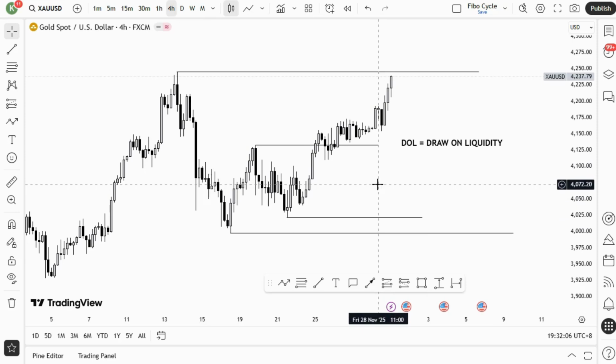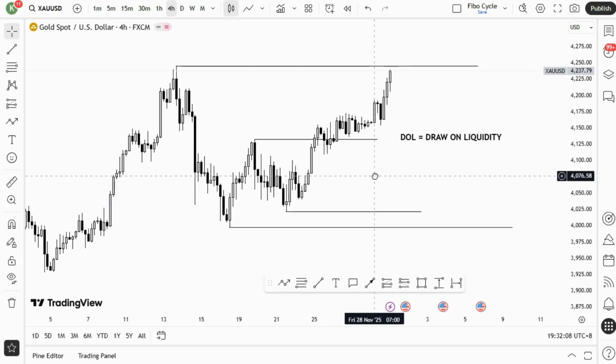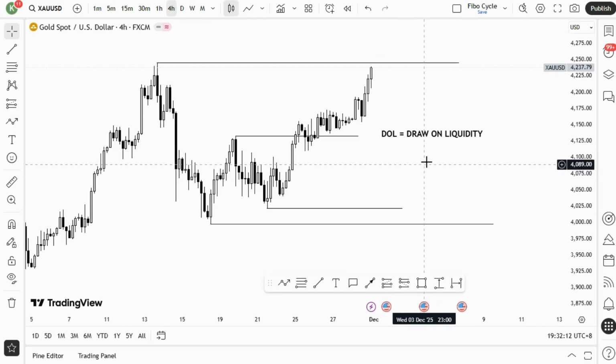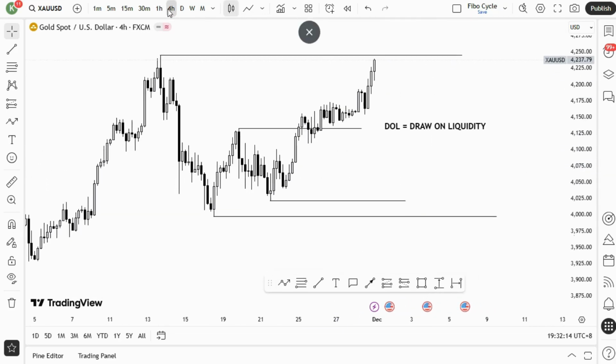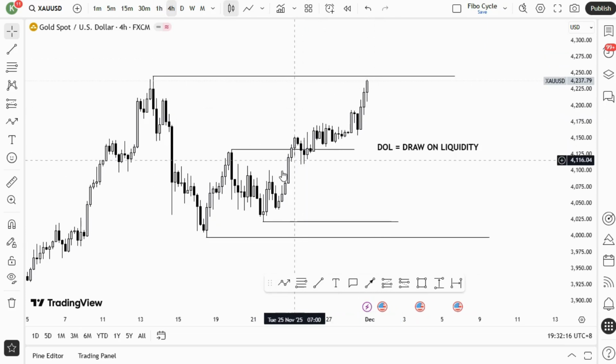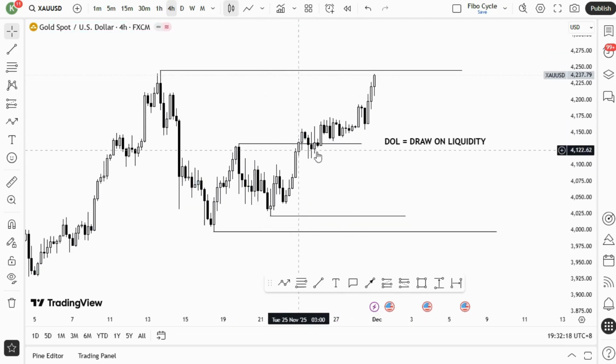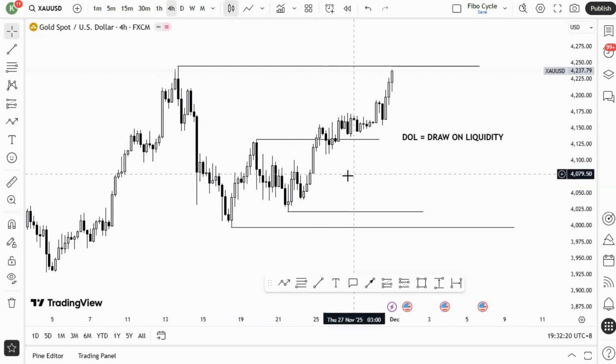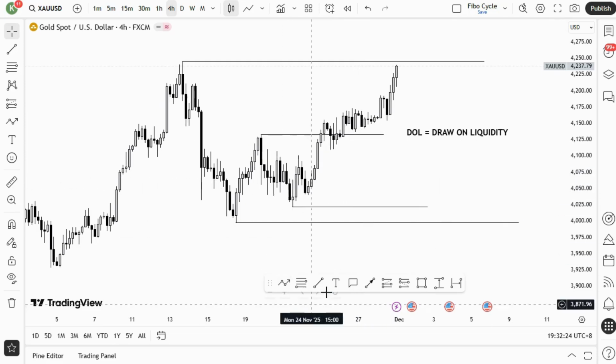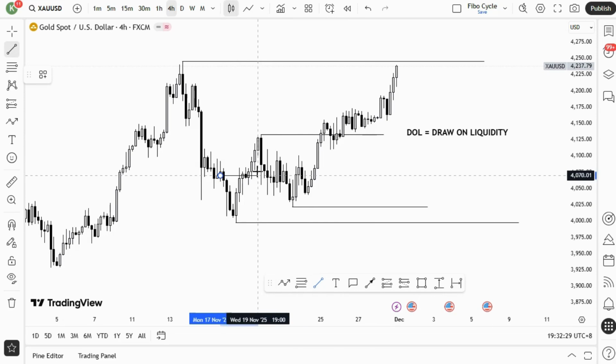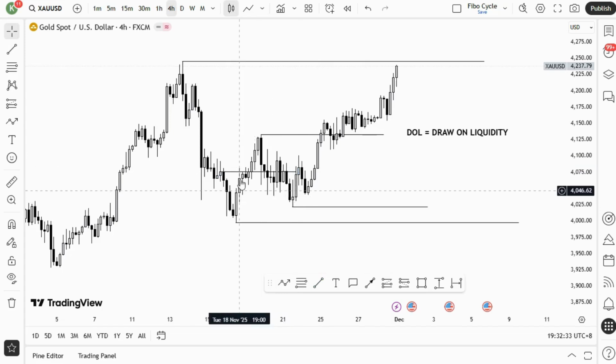Once we identify this draw on liquidity, it makes our trading much easier because we know where we are going to aim for. Now if you look, you have marked out that when price is at this level, we know that we are going to continue higher, and as you can see, we have a candle break. We have a CB1 over here. So this is our CB1.